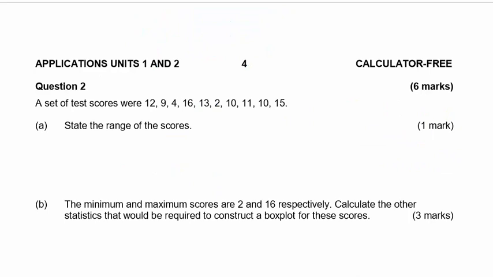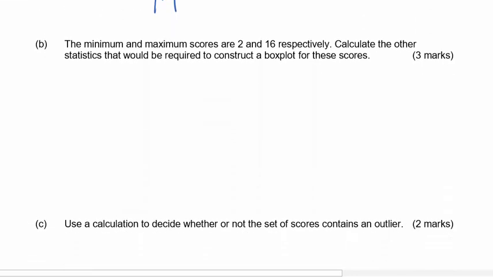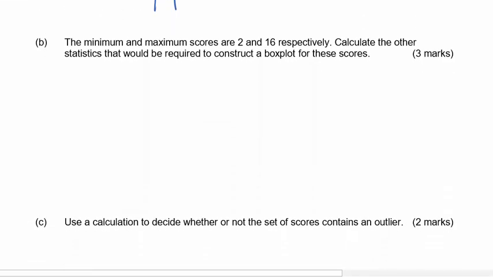Alright, question 2. The set of scores are listed here, and we need to know the range of the scores. Now this is a single number, it's not a lowest dash highest. So our highest number is 16 and our lowest number is 2, and so our range is simply 14, of 16 take 2. The minimum and maximum scores are 2 and 16 respectively.